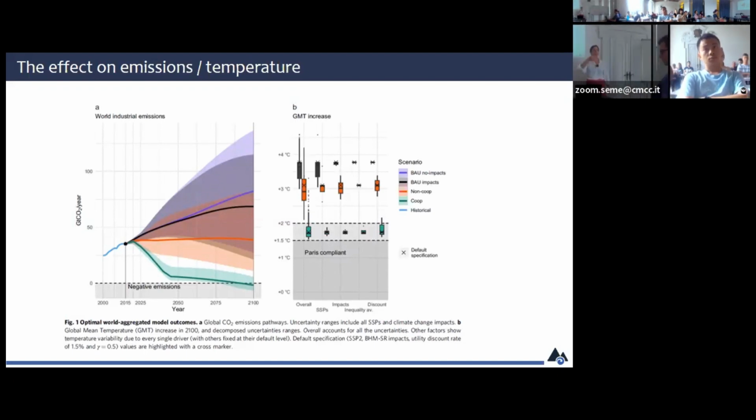So the message is, with the new damage functions, nobody has done coalition analysis with the integrated assessment models. Am I right? Maybe you're thinking about that, but it hasn't happened yet.